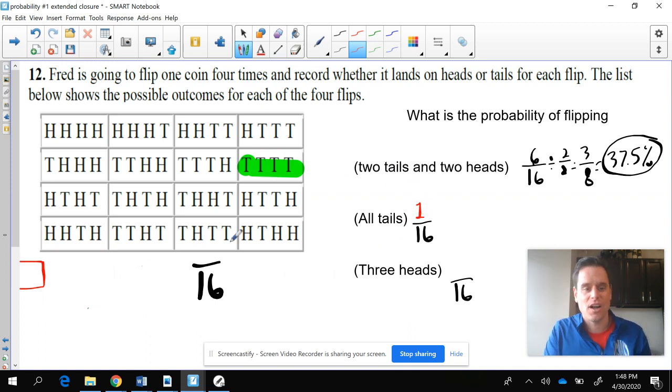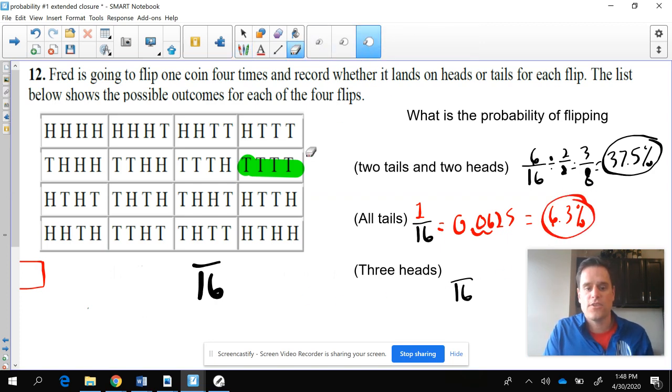1 out of a total of how many outcomes are there? There's 16. I remember when I wrote this. I mean, heck, I'm writing the lesson. I should have been able to get it. And the decimal is 0.0625. And that is going to round to 6.3 because you're going to round that up. Percent chance of happening. And last but not least is going to be 3 heads, guys.